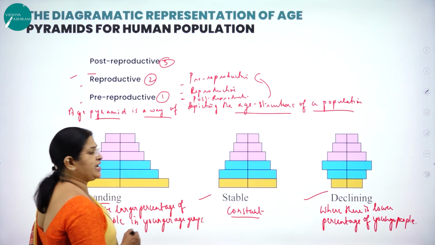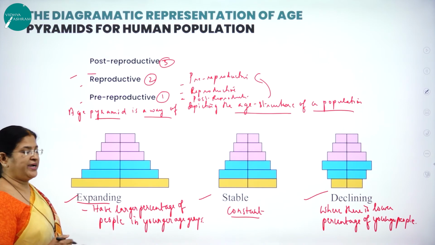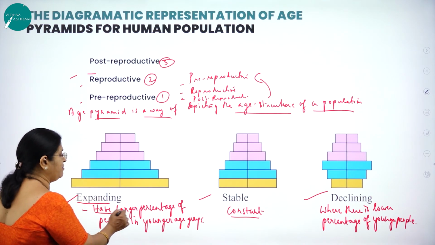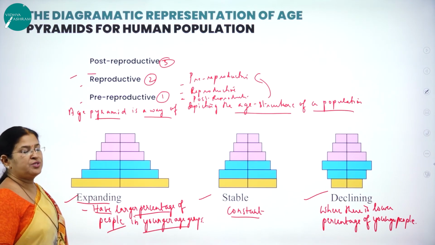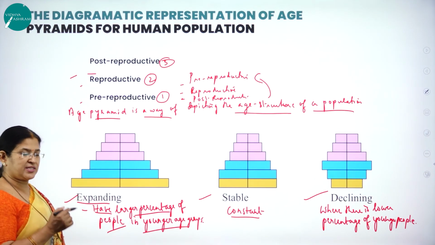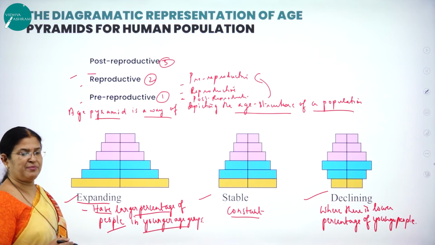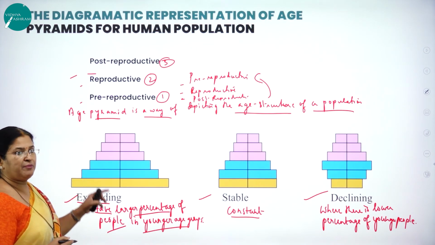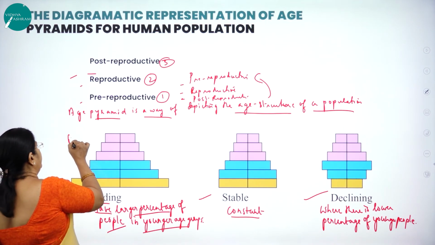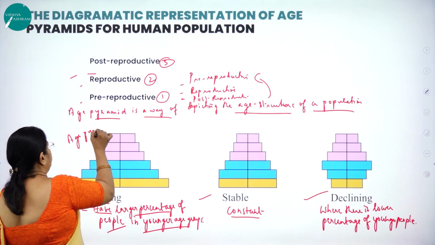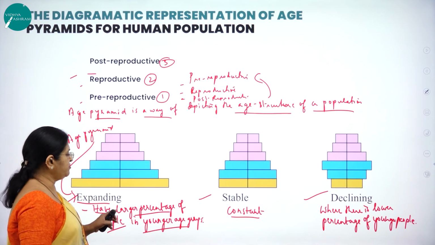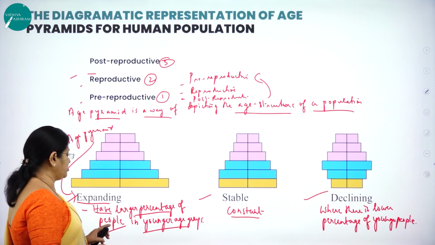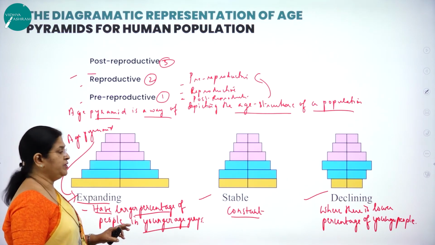So when will the age pyramid be expanding? When the population has a larger percentage of people in younger age groups. This is very important from the examination point of view. So when will the age pyramid be expanding? When the population has a larger percentage of people in younger age groups.